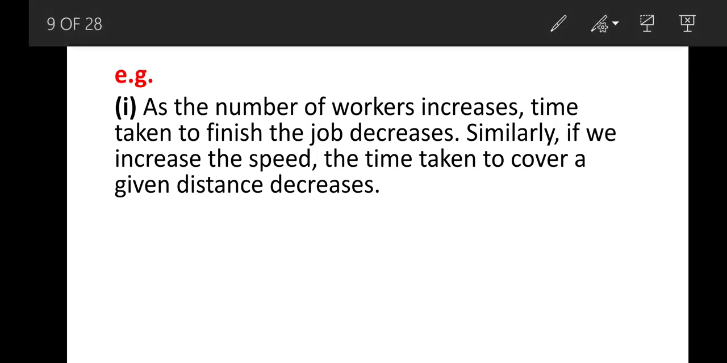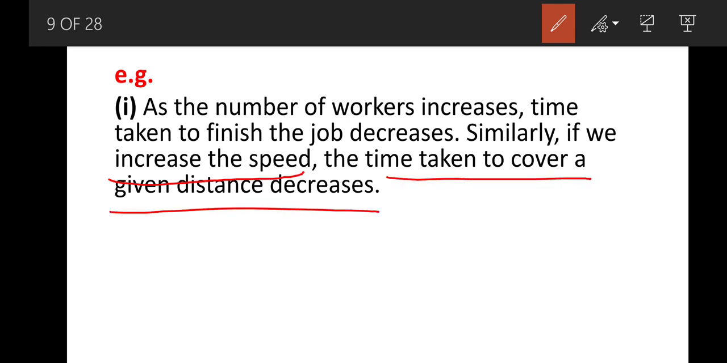Another example can be taken. If I increase the speed of my vehicle, the time taken to cover the given distance decreases. Obviously, if I increase the speed of my vehicle, I will be able to reach my destination in less time, or cover the distance in less time. So this is again an example of inverse proportion, because one quantity is increasing, that is my speed is increasing, but the time taken to cover that given distance decreases. So this is an example of inverse proportion.